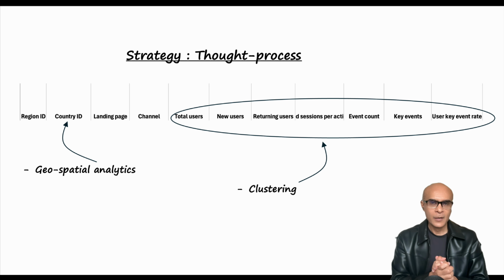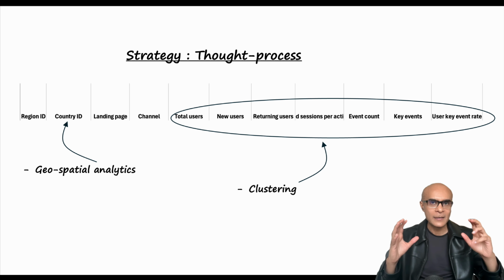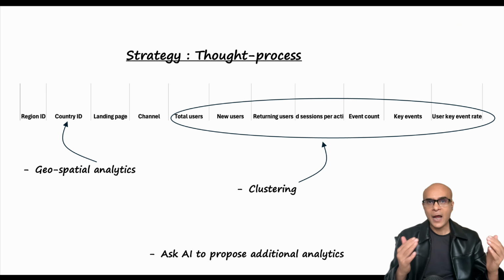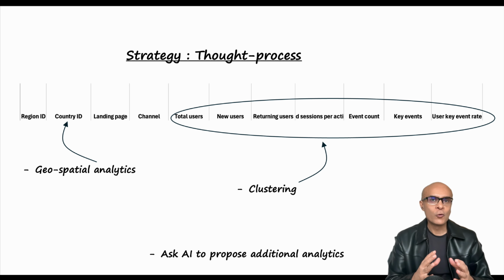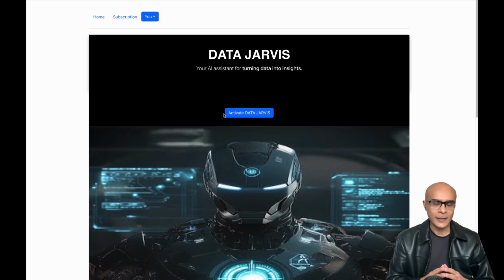engagement KPIs. Now, in order to make sense of these numeric columns one by one, we can use a clustering technique which will help us get insights into all these numerical fields at once. Once we have that, we can ask AI to propose additional analytics which can be done. So it's good to have this starting strategy which will help us do some initial steps in the AI tool. And now let's go to the AI tool and start converting data into some powerful insights.